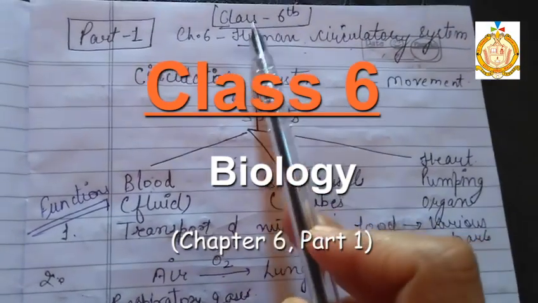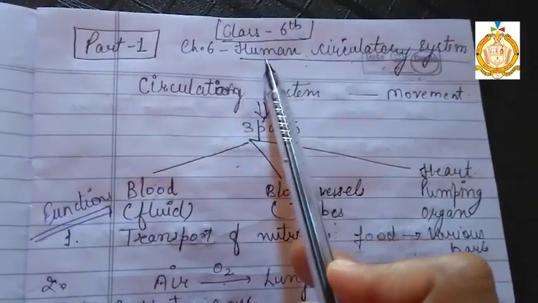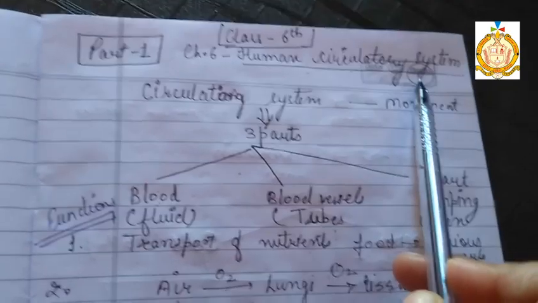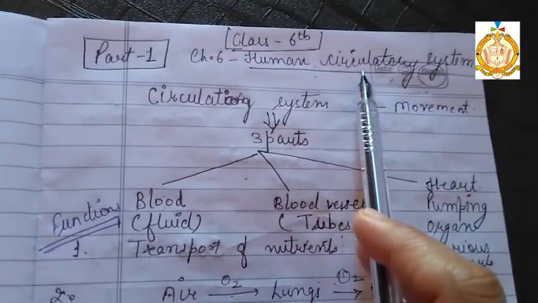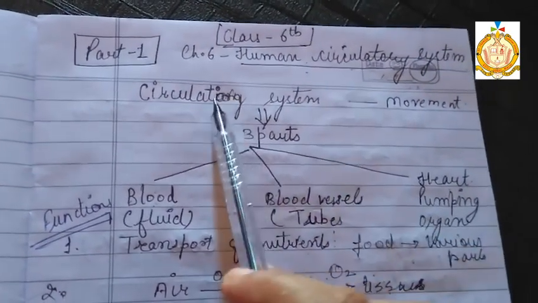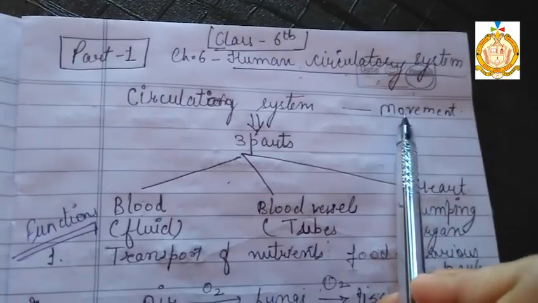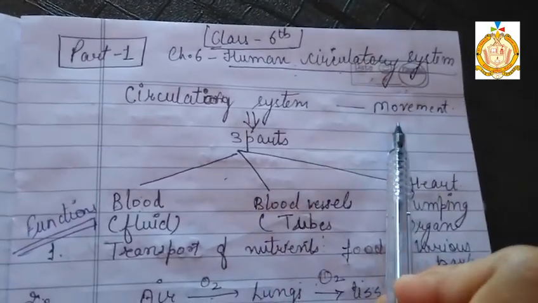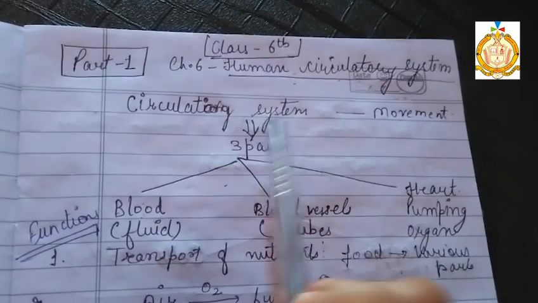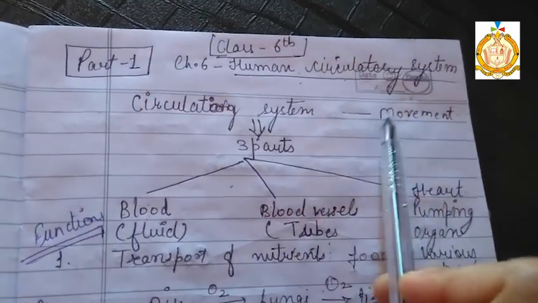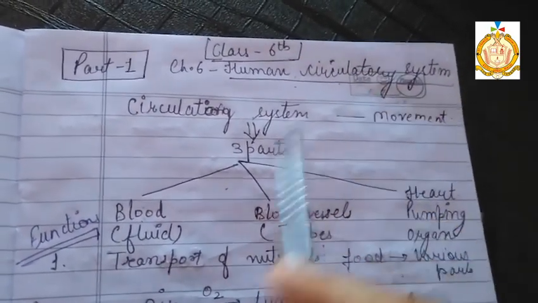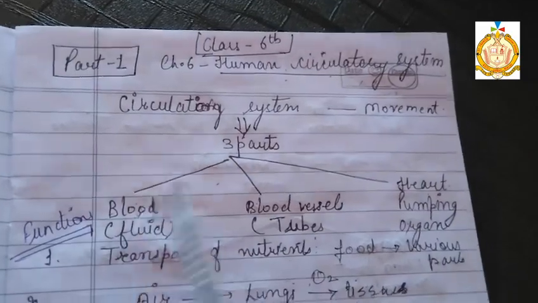Today I am going to teach class 6 chapter Human Circulatory System. First of all, what do you mean by circulation? It means movement of anything. And in the circulatory system, it is the movement of all the particles that move through blood.